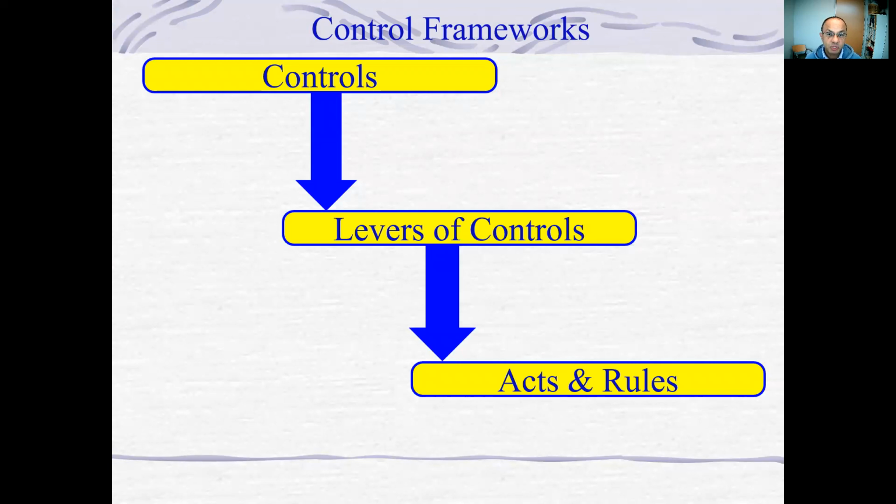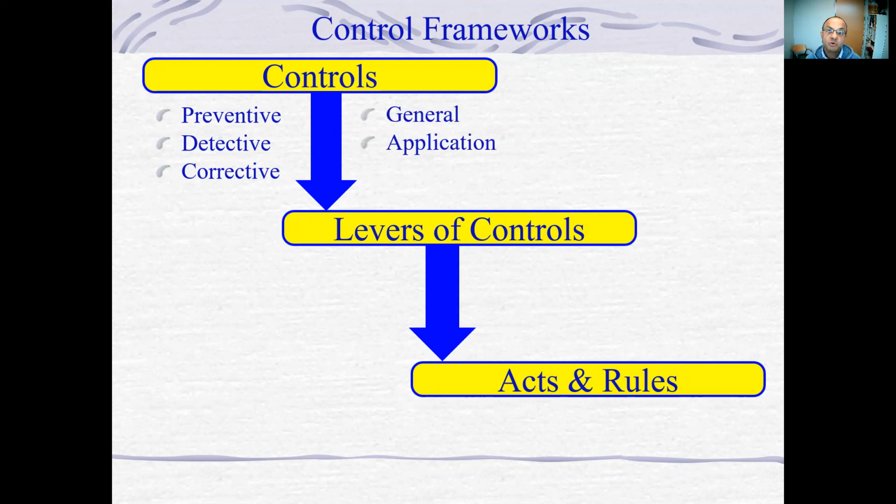And the first point we will discuss in this chapter in our control process is what are the types of controls that we can have. First, we could have preventive controls, detective controls, corrective controls. And also we can have general controls and application controls. And this would be the first point we will discuss in this chapter.